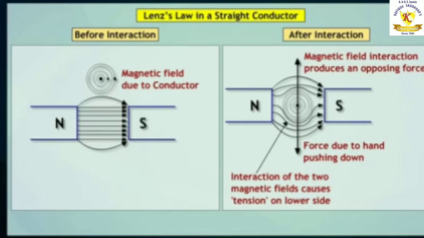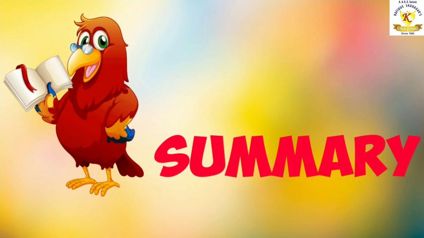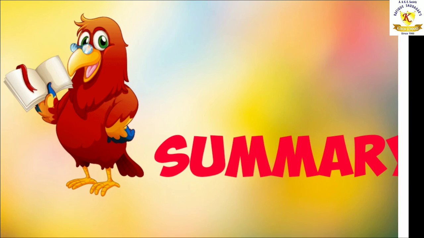Lenz's law states that when an EMF is generated by a change in magnetic flux according to Faraday's law, the polarity of the induced EMF is such that it produces a current whose magnetic field opposes the change which produces it. Understood, children? Now let's look at the summary.